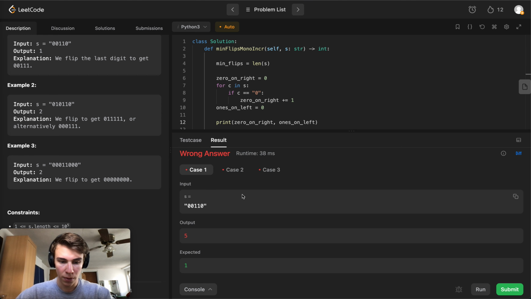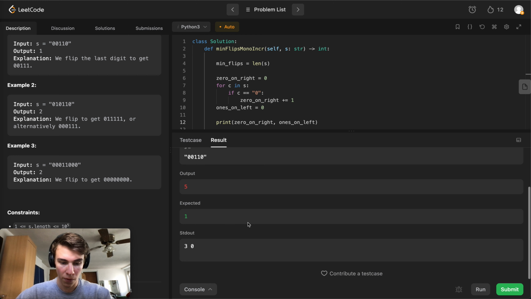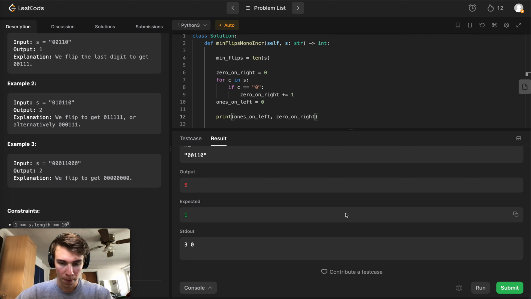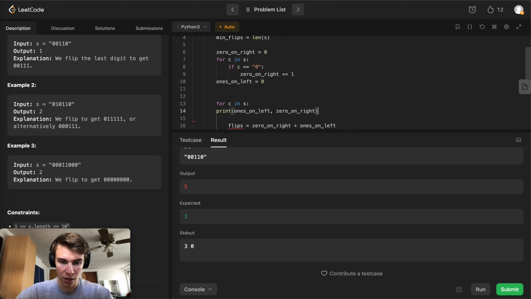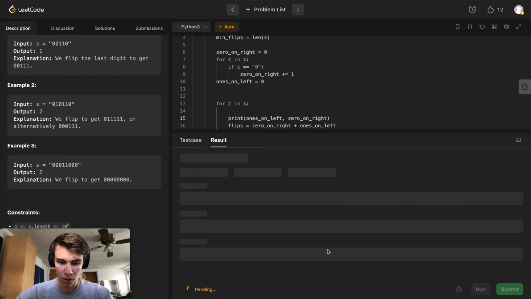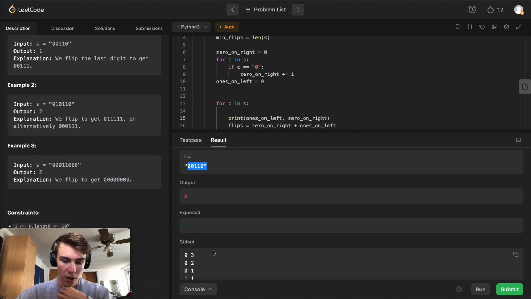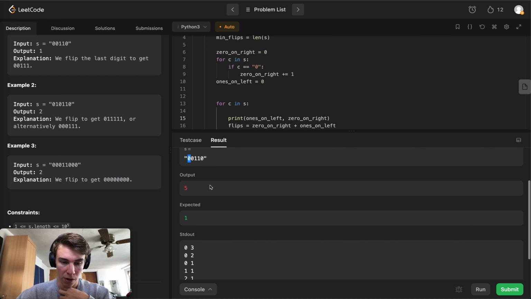There is 3 zeros on the right and 0 ones on the left. Let's flip these two. Let's actually do this. There's 0 ones on the left, 3 zeros on the right, 0 ones on the left, 2 zeros on the right. The mechanism is working correctly.